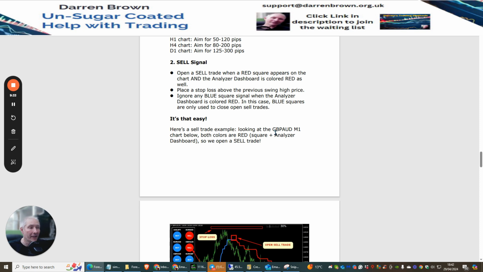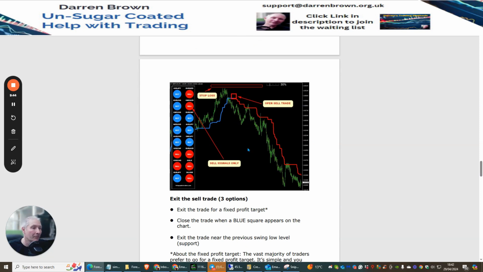Looking at the GBP AUD, this means it's Australia. With a 1 minute chart below, both colors are red. Square and analyzer dashboards open a sell trade. So it's very, very simple. So if we're looking here, you can see that the stop loss is at the highest high. Okay? And remember, this is a sell trade, so we're going for a sell.